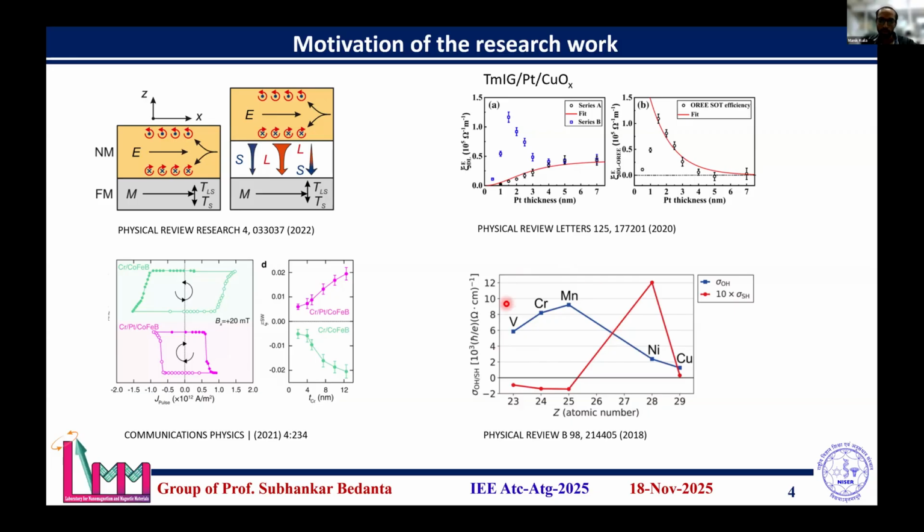This theoretical paper showed that chromium, vanadium, and manganese, which are transition metals, can be used as orbital Hall materials because their orbital Hall conductivity is way larger than the spin Hall conductivity.